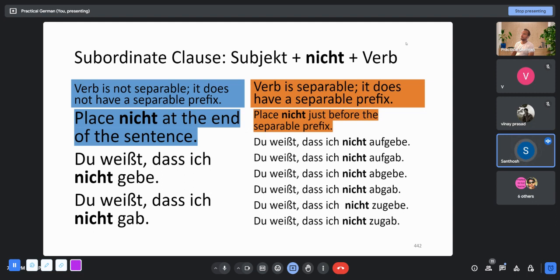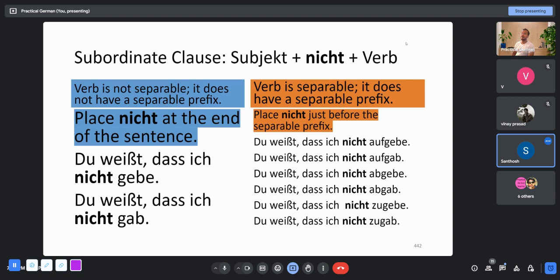Du weißt, dass ich nicht aufgebe. Du weißt, dass ich nicht aufgab. Du weißt, dass ich nicht abgebe. Du weißt, dass ich nicht abgab. Du weißt, dass ich nicht zugebe. Du weißt, dass ich nicht zugab.